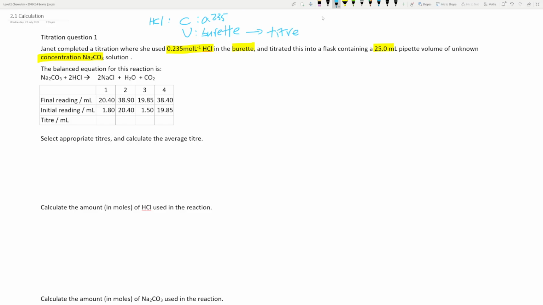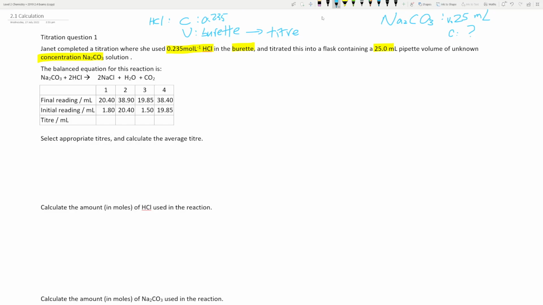Now for your Na2CO3, this is going to be your 25 mils from the pipette. That is the volume; the concentration we don't know, so we actually want to figure that out. This is normally the type of question you get, a very standard question.